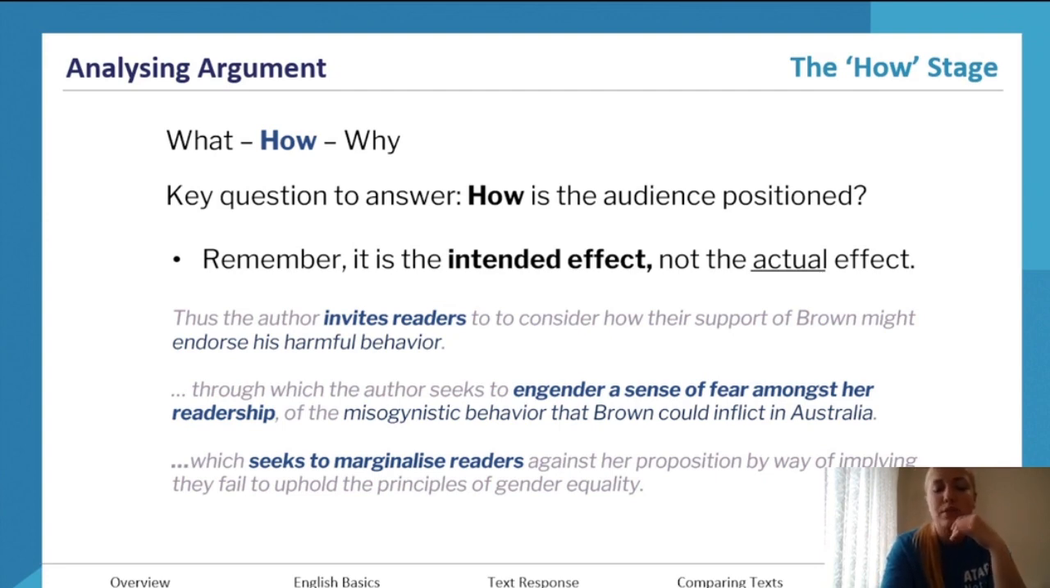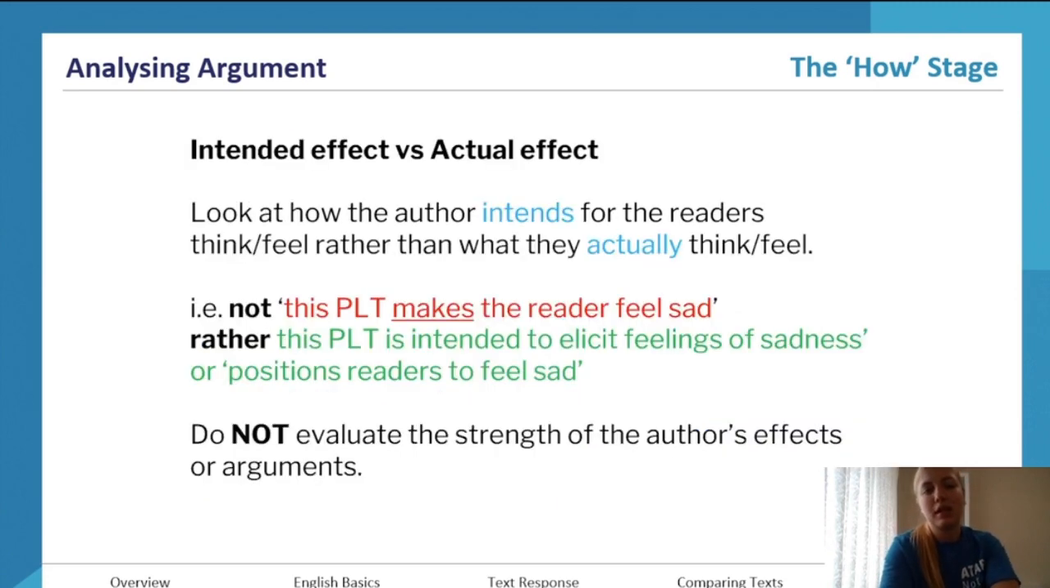Which seeks to marginalize readers against her proposition by way of implying that they fail to uphold the principles of gender equality. So it serves to exclude people who support Brown. Wonderful. So, to elaborate further on what I said about not sounding too definitive with the language that you use here and being really careful, you need to look at how the author intends or wants to make readers think, feel, or do, rather than what they actually think or feel, because we cannot make any judgment here, and you are just one member of the audience. You're just one reader. So be really careful with the language.